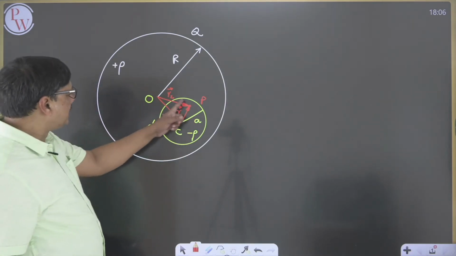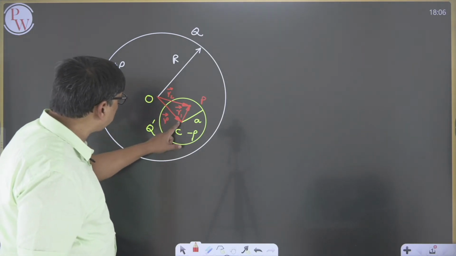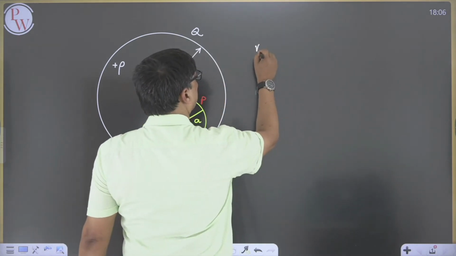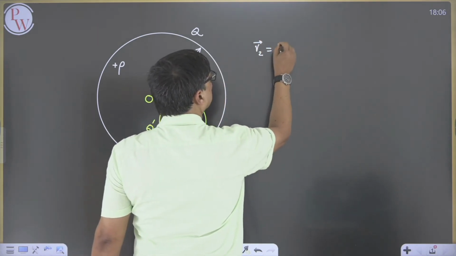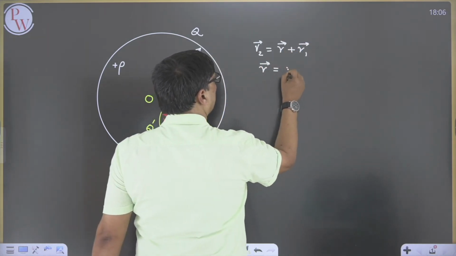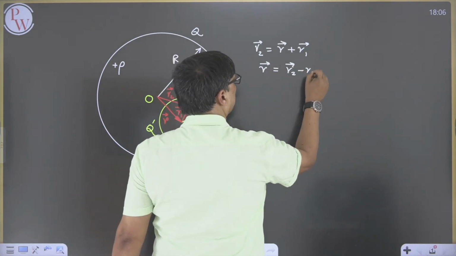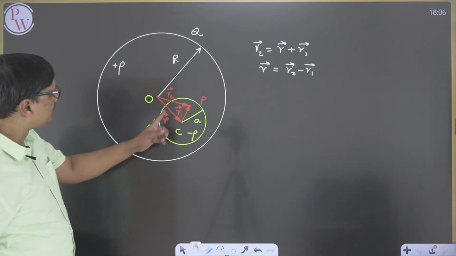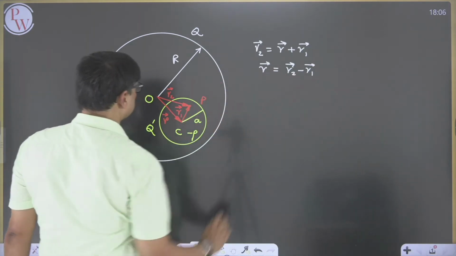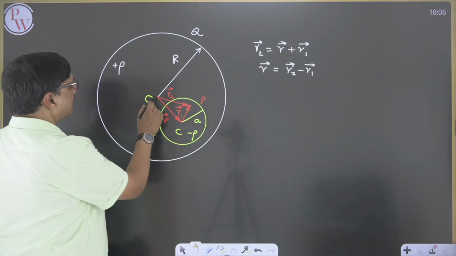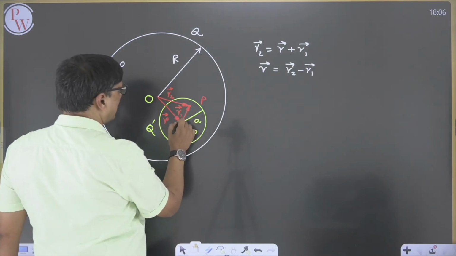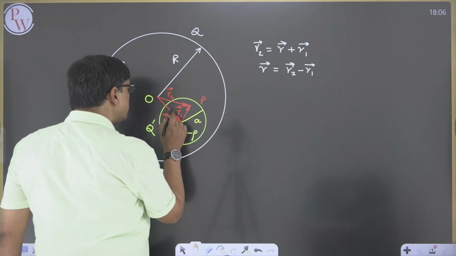Then by triangle law of addition, what do we get? Vector R plus R1 is vector R2. So let us write that vector R2 is vector R plus vector R1, or vector R is R2 minus R1. So R2 is the position of P with respect to the center of the body, and R1 is the position of P with respect to the center of the cavity.